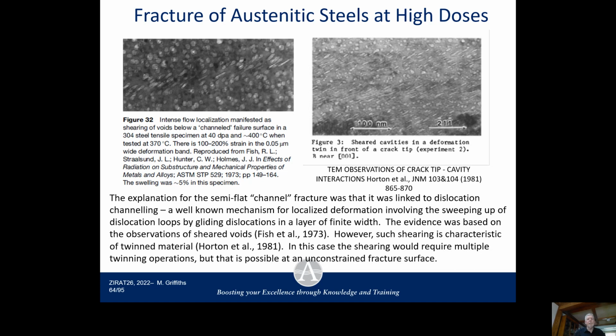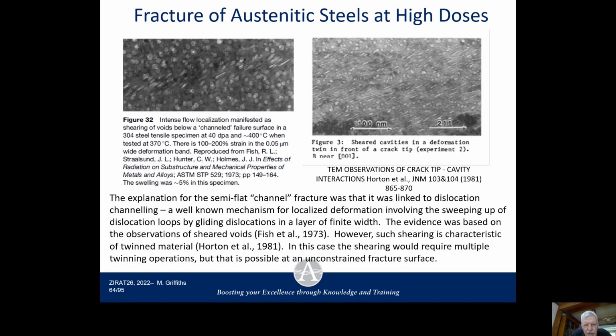But the shear bands we talked about have to do with softening of the material in narrow bands that can be envisaged as localized deformation, which essentially reduces the ductility. But when you look at these shear bands, the evidence for these shear bands and the channel fracture is shearing of cavities, which are deemed to be very high strain.